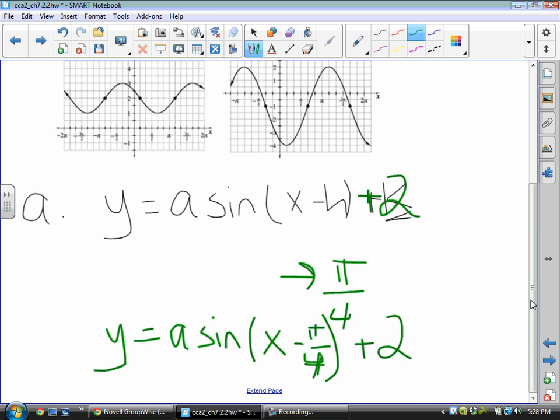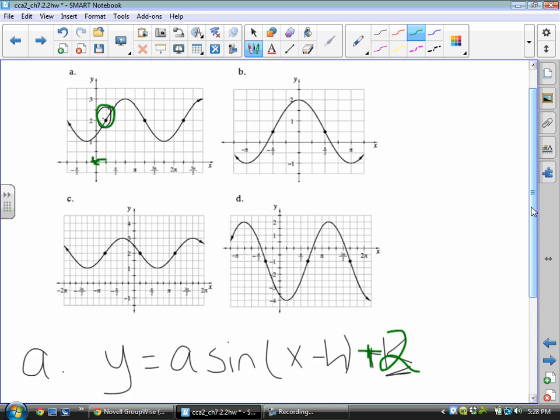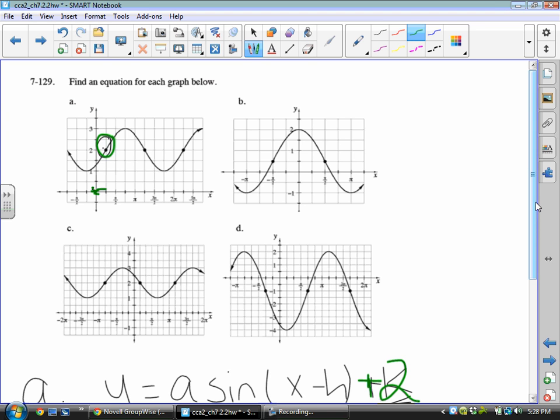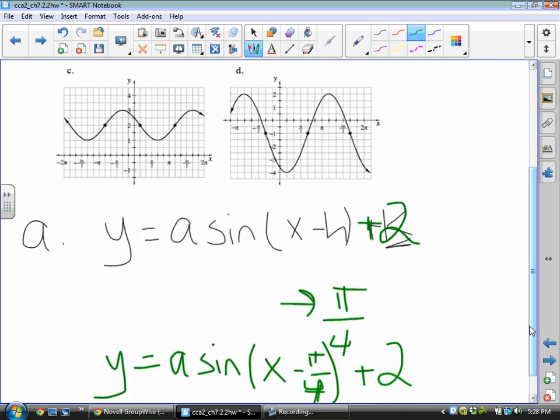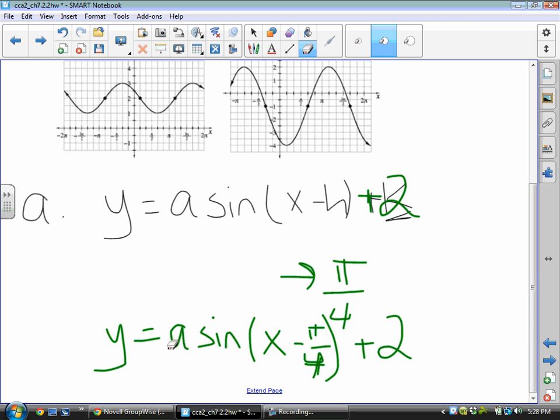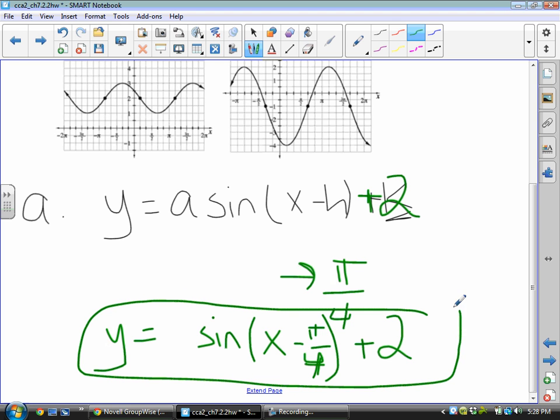Now this a is for the amplitude. Let's look at the distance between the top and the bottom of the curve. The top is at 3, the bottom is at 1. That's a total distance of 2. Normally my sine curve goes from negative 1 up to positive 1, so it oscillates between those two. That's a total distance of 2 as well. So my amplitude is just going to be 1, which I don't really write. Here's our equation for part A: y equals sine of (x minus pi over 4), plus 2.